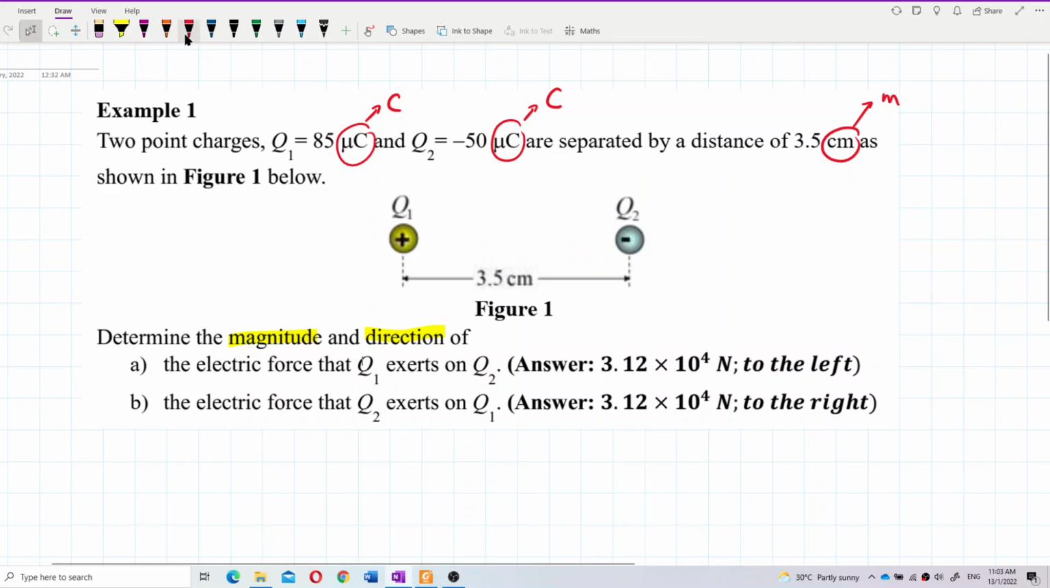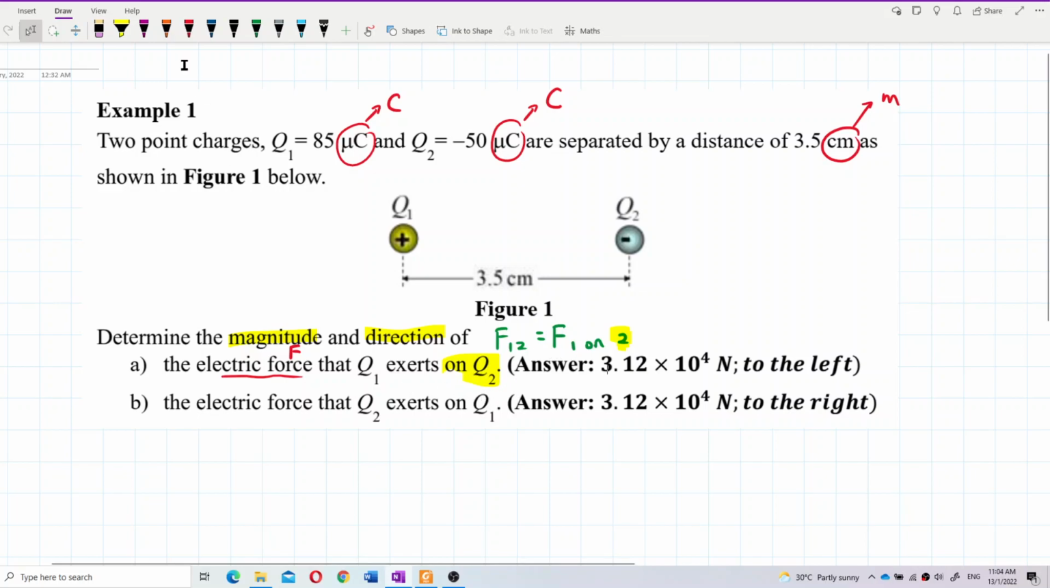So this question asks for the force. Electric force. So force refers to F. The force Q1 exerts on Q2. So who experienced the force? On Q2. Q2 experienced the force. So I can put it as F12, which is F1 on 2. Q2 experienced the force.